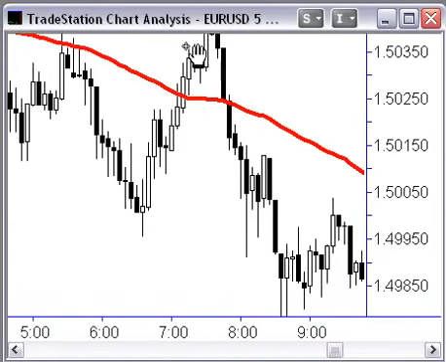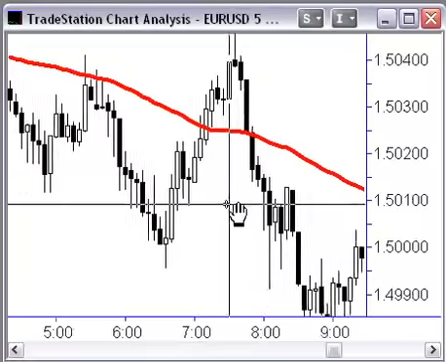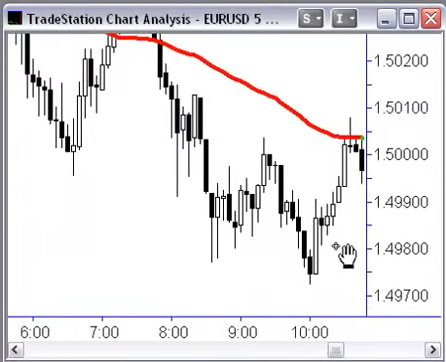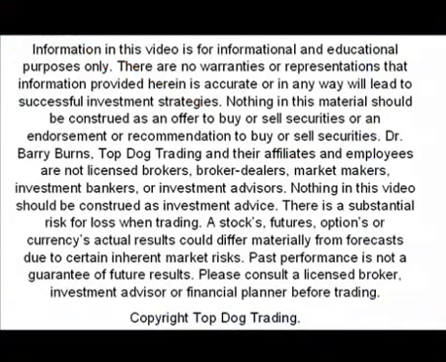Again, it's the extension in the general direction. Regardless of the fact that we put in a higher high, that's just a short-term little move. It's not the general direction of the market. The general direction of the market is down. And this is why I use the 50-period moving average. It smooths out price and gives you that general direction.